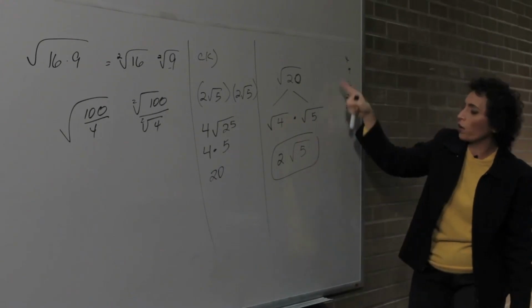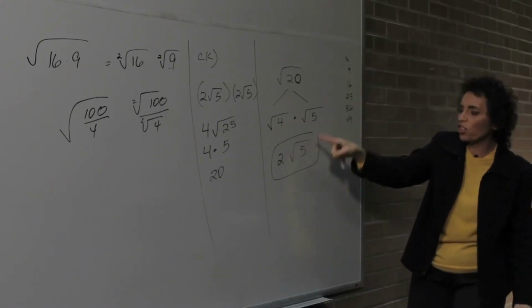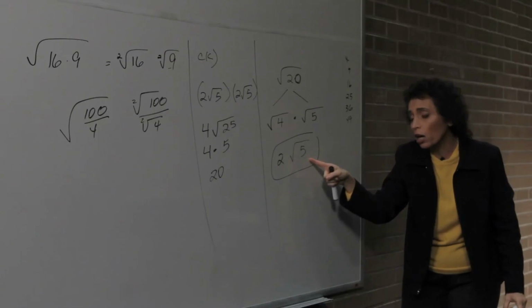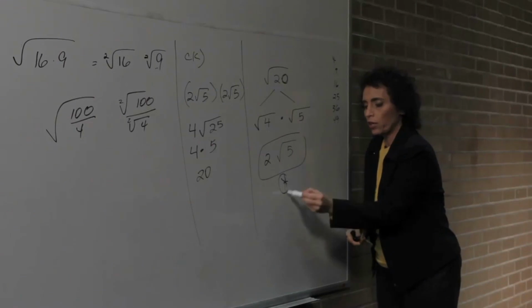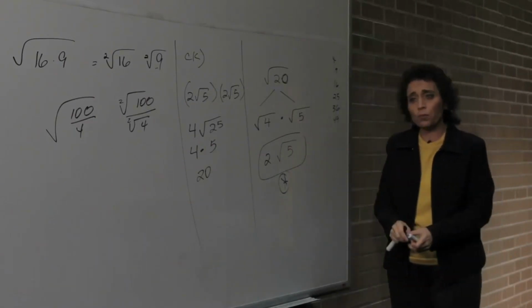There's no perfect square factor in 5. 4 doesn't go into 5 without a remainder. 4 times nothing is 5. 9 is too big. So I know I'm done. That's one of the ways I know I'm done. So that's how you simplify radicals.